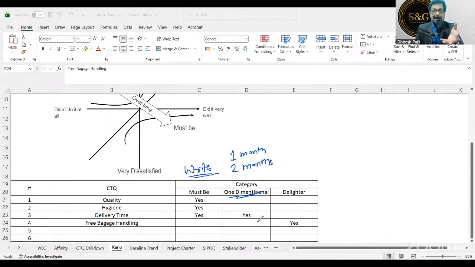Now what would be the delighter? The moment the car breaks down, the service person reaches anywhere in India in 15 minutes. That's the delighter. So: must-be, one-dimensional, delighter. Are you clear with this? Just give me yes in the chat box.